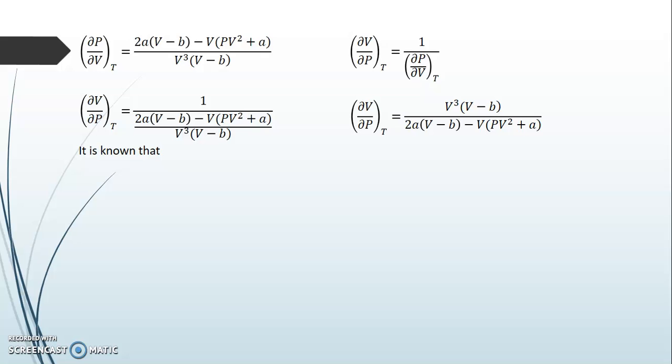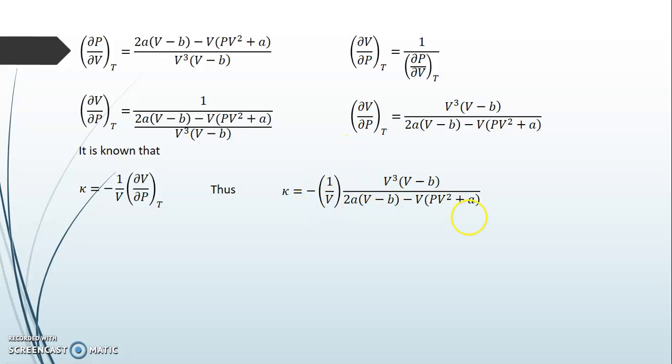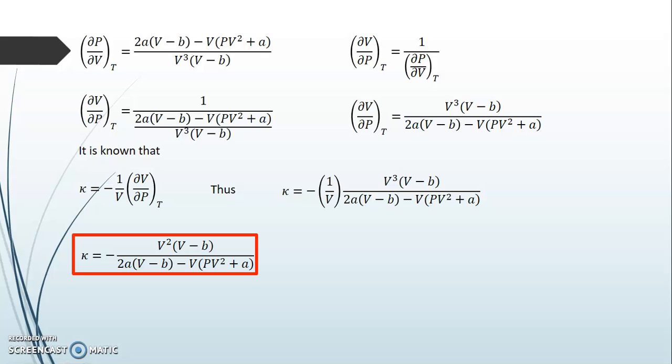So, if it is known that kappa is equal to minus 1 over v times the derivative of v with respect to P, we can replace this derivative over here by this last expression that we got. Thus, kappa will be equal to minus 1 over v times the derivative we obtained in the previous step, this expression over here. Finally, we can simplify some terms and we'll get this expression. So this is the expression for the compressibility coefficient and beta coefficient using the van der Waals equation.